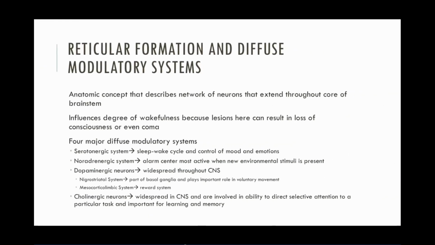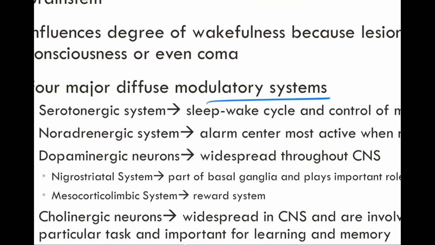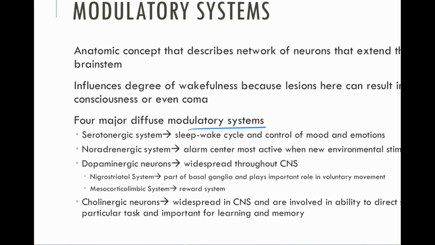Our reticular formation, remember this is our arousal, so I have to go through our reticular formation. There are 4 major systems when it comes to our reticular formation, and it all depends on what the neurotransmitter is that's being used at that time. Serotonergic system: sleep-wake cycle, mood and emotions. What neurotransmitter do you think is being used here? Serotonin, serotonergic.